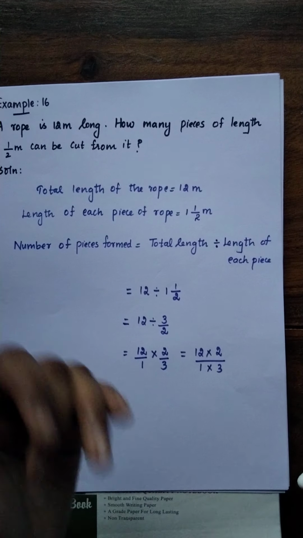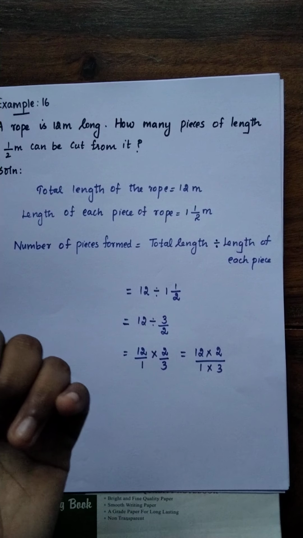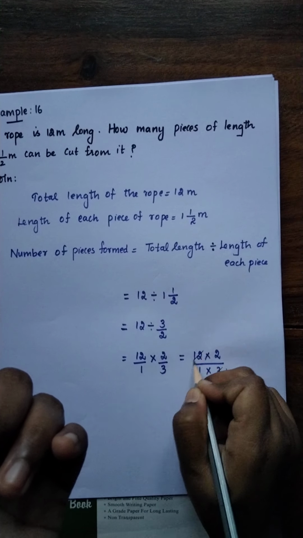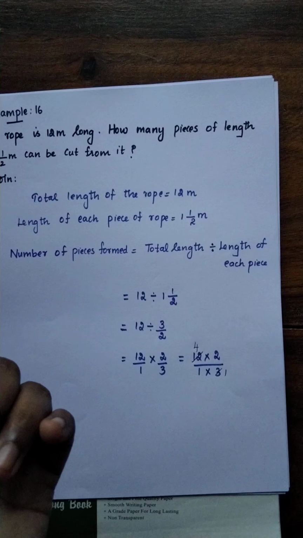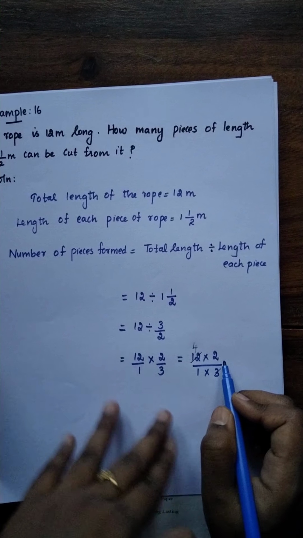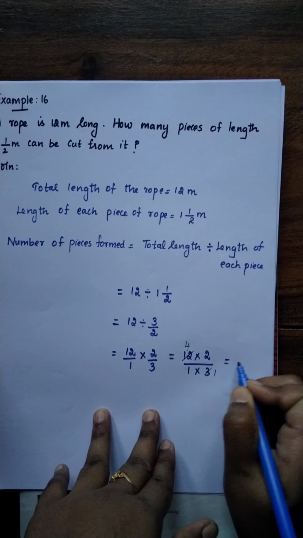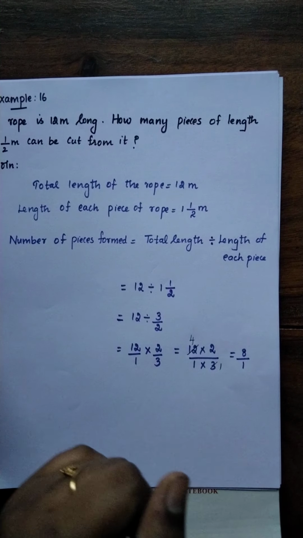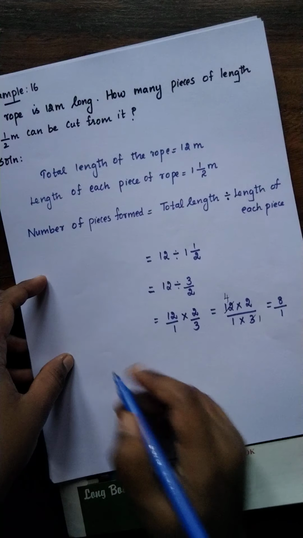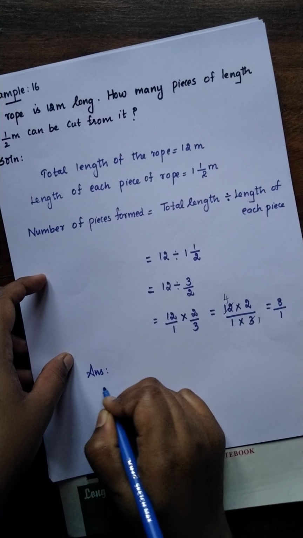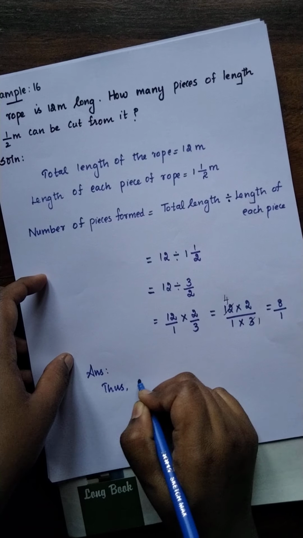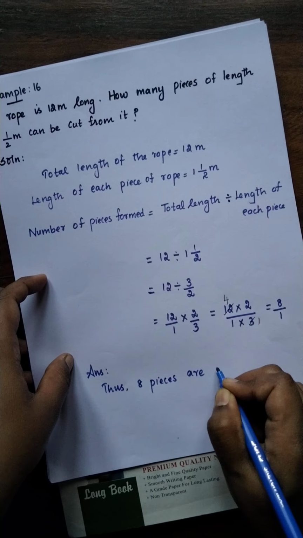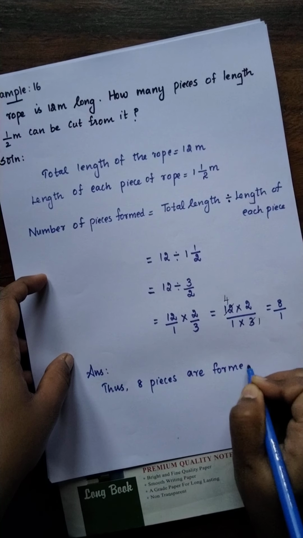If you have any common factor, just cancel each other. We can cancel 12 and 3, right? 1 3 is 3, 4 3s are 12. So 4 into 2. Multiply the remaining numbers. 4 into 2 is 8. 8 by 1 is nothing but 8. So 8 pieces are formed. This is your final answer.